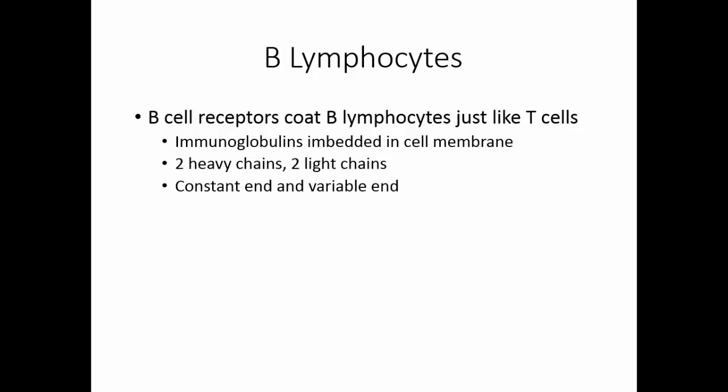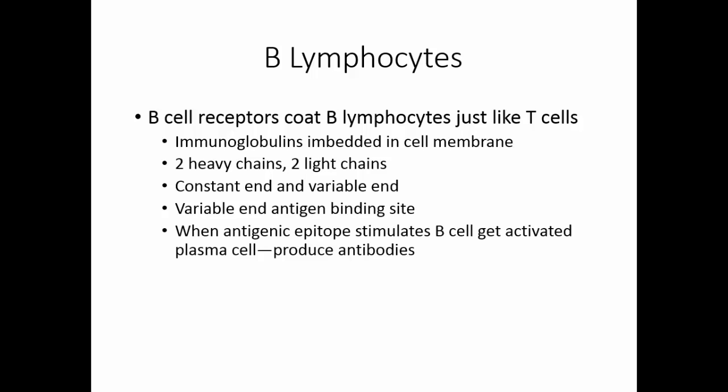They have a constant end that's embedded in the membrane and the variable end. The variable end is the antigen binding site. When an antigenic epitope or an antigenic determinant stimulates a B cell, we will get an activated plasma cell. It's the plasma cells that produce the antibodies.